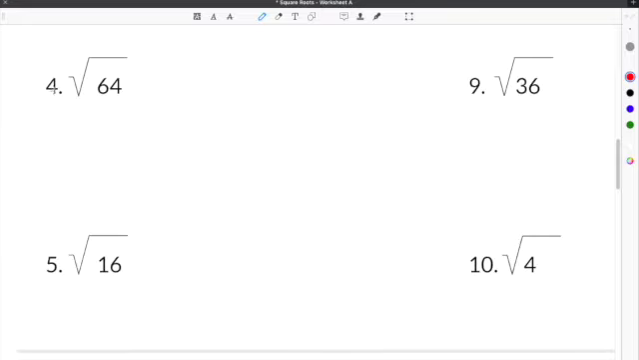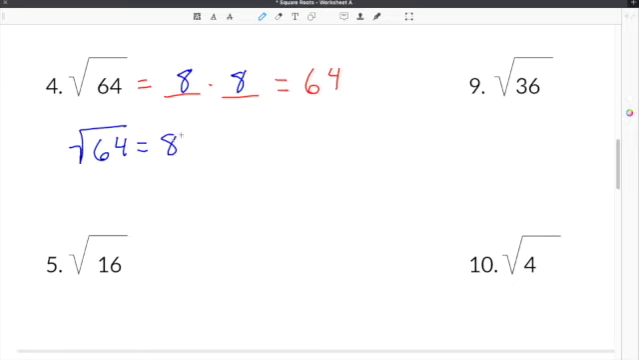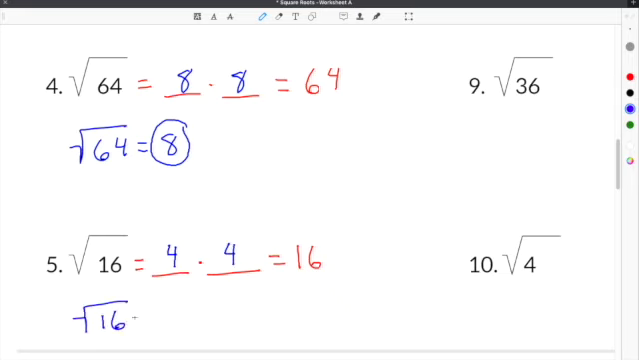So when simplifying, number 4 says find the square root of 64. What you're looking for is what number times itself will get us back to 64. In this case, the square root of 64 would be 8 because 8 times 8 equals 64. So our answer is going to be 8. Number 5 gives us a square root of 16. You have to think what number times itself gives us 16. 4 times 4 is 16, so the square root of 16 is equal to 4.